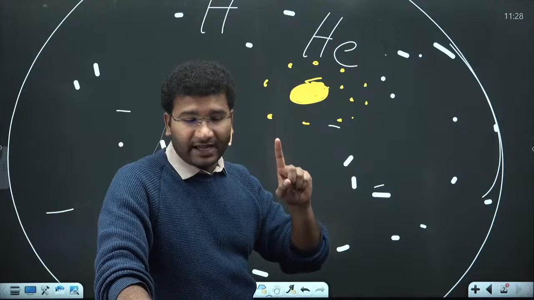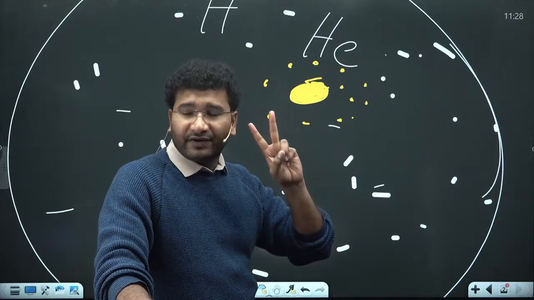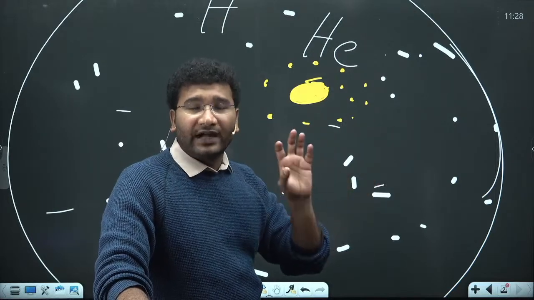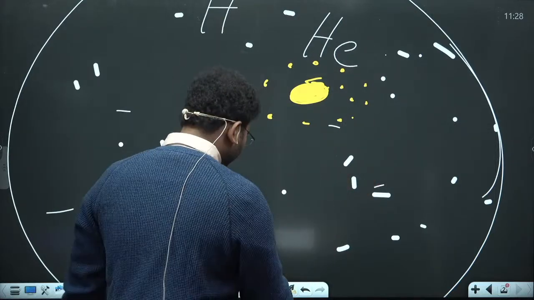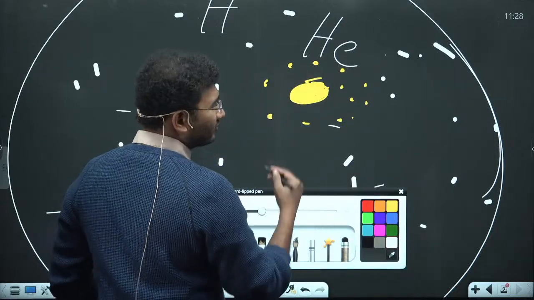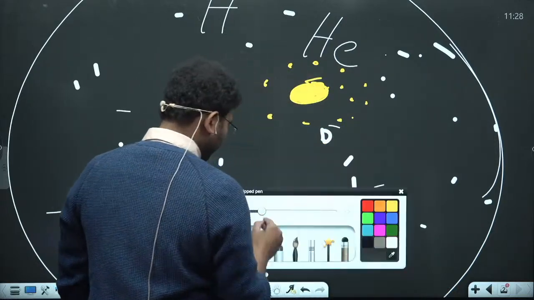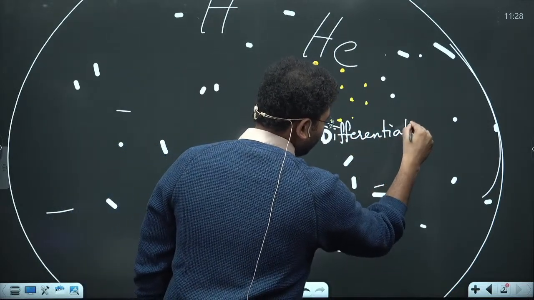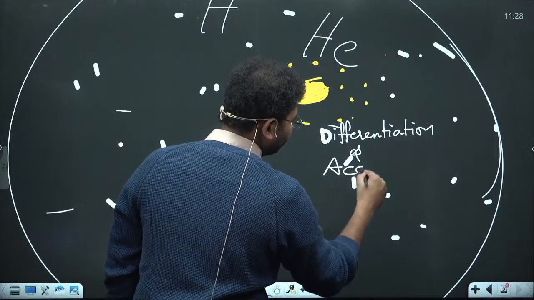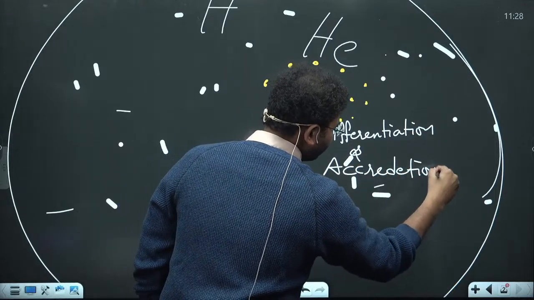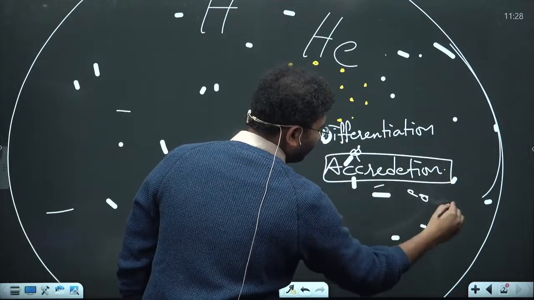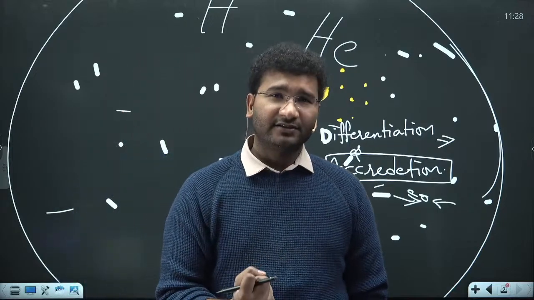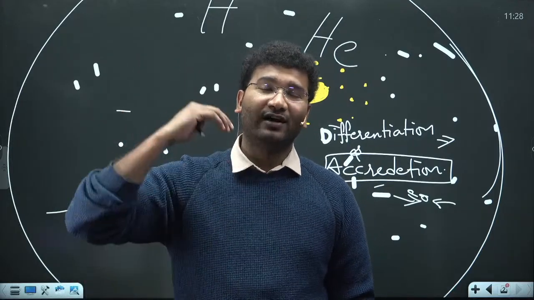हमने एक प्रोसेस एक्रेडिशन के बारे में पढ़ा, and differentiation also you need to understand. Now while they are rotating, there is a concept of accretion as well as differentiation. Now what do you mean by differentiation here? See, जो भी चीज rotate हो रहा है, here you get to see differentiation and accretion. Accretion means coming together. Differentiation means the heavier material is always in the center and the lighter material is moved away from.